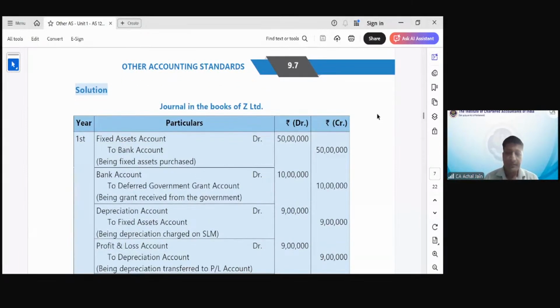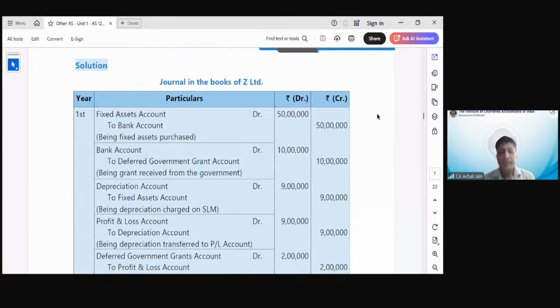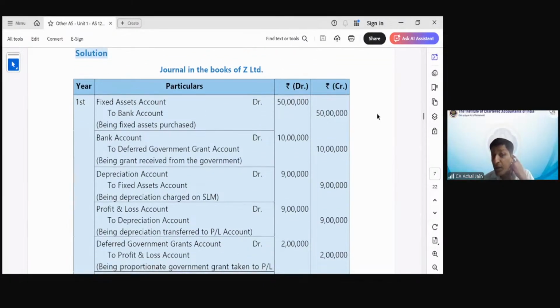Right, and we will reduce the liability by the deferred government grant account, transferring to the profit and loss account, which will be 2 lakh rupees. Correct. That's correct. Okay, and everyone, please remember, please don't forget to write the narration, because narration will have marks.